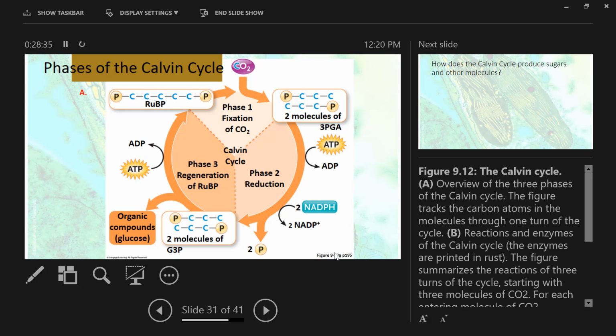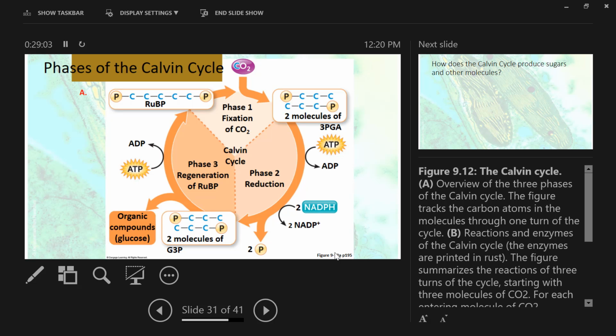And so here is that in picture form. And so here's step 1, where you fix the carbon. Step 2, where you reduce the carbon. And then step 3, where you regenerate RUBP. And you've got to carry this process out 3 times to get 1 G3P to leave. And so you've got to carry it out 6 times to generate enough G3P to make 1 6-carbon sugar.